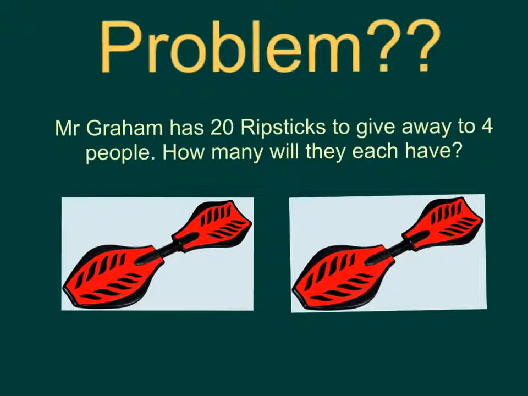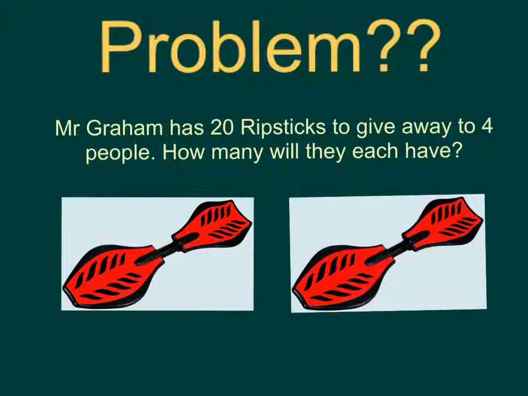Okay, so the problem here is that Mr. Graham has been given 20 ripsticks, and he wants to give them away to 4 people. How many will each of those 4 people get? What could we use to solve this problem? We could use an array, couldn't we?